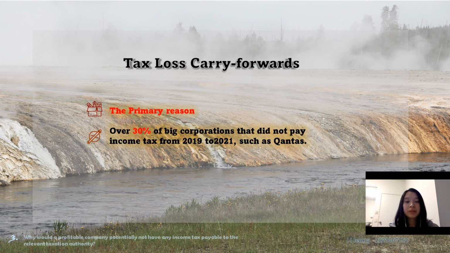According to The Guardian, a news media company, over 30% of Australian profitable companies, including large corporations, did not pay taxes from 2019 to 2021. And Qantas is a good example of a company using tax loss carryforwards to achieve a tax-free status. ABC News highlights that even after earning significant profits in 2019, Qantas has not paid any taxes since 2009 due to its historical tax losses, which can be offset against future profits.